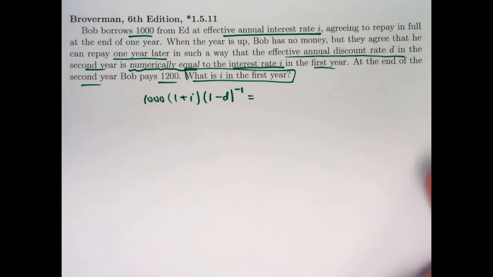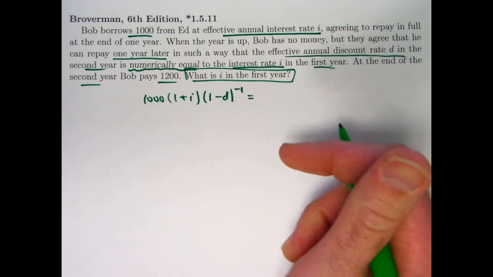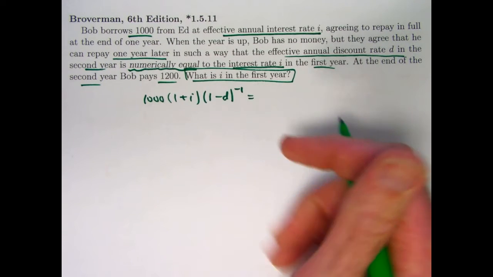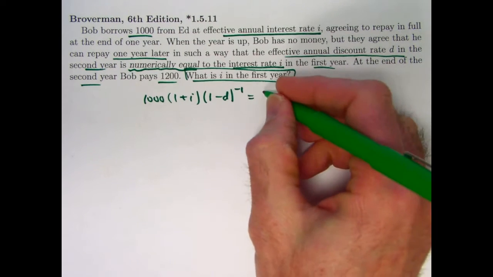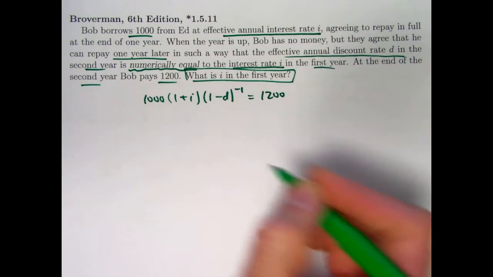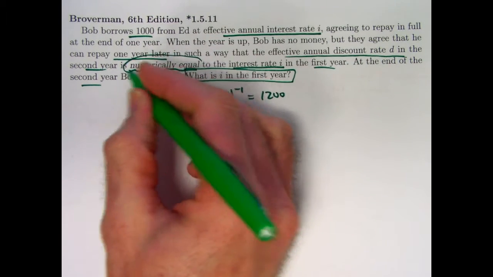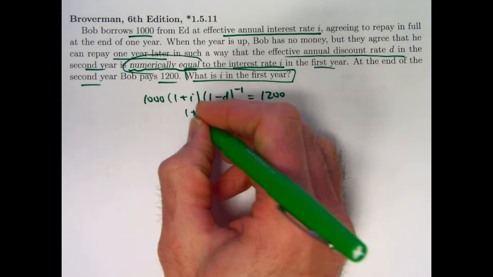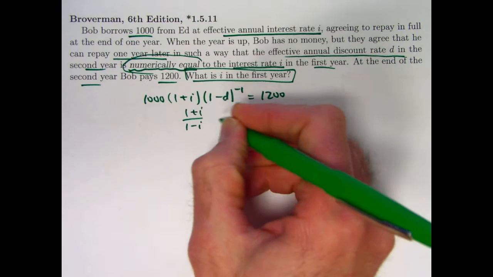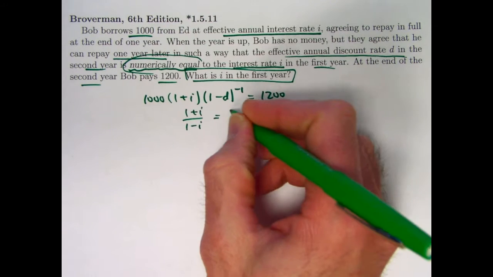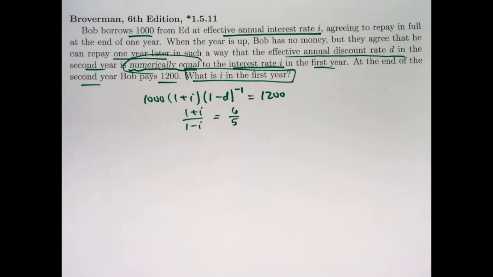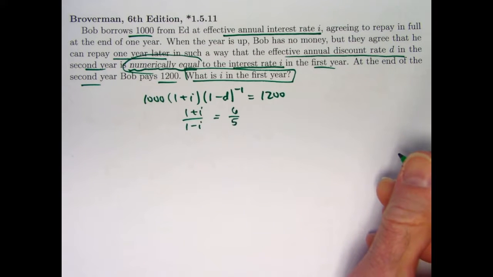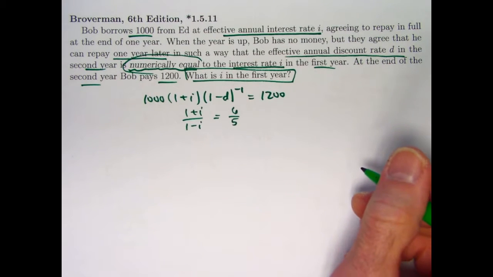This kind of expression will represent the growth of the $1,000 for these 2 years, no matter what the ending amount is. But this is now equal to $1,200. And we have the fact that they were numerically equal, so I can replace D with I. I can divide both sides by 1,000, and I can say 1 plus I over 1 minus I equals 1.2, or 6/5 if you prefer. It's a pretty easy equation now to solve for I. We can just cross multiply.